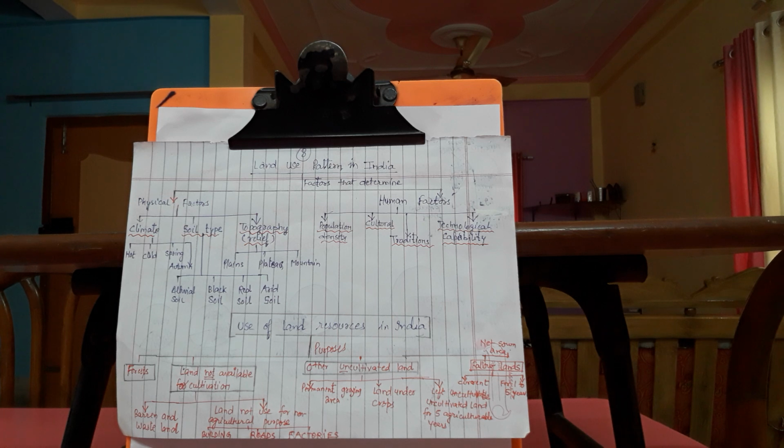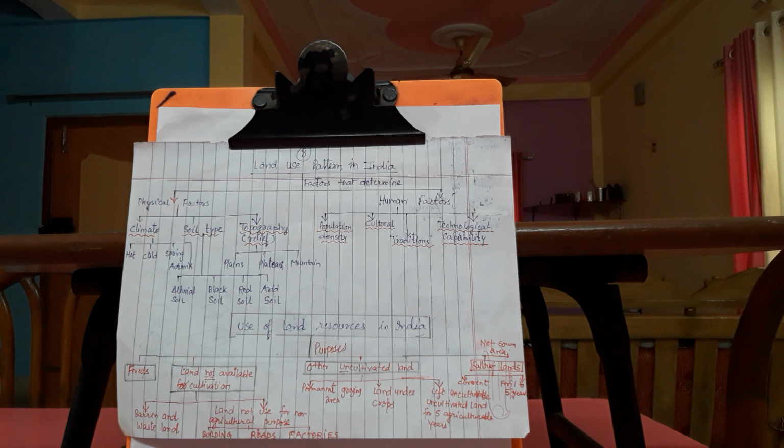Some of the crops that are grown in the black soil area may not be grown in the arid soil area. For example, in the arid soil area, maize and millets are grown in large amounts. So land use pattern is decided like this. Black soil is very well known for cotton growing. Alluvial soil is the most fertile as compared to all the soils, so here the agricultural production is the highest.